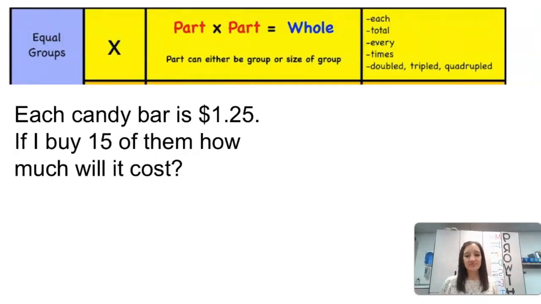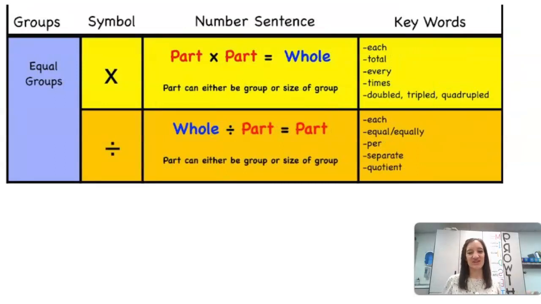Okay. So what about division? Well, like addition is the inverse of subtraction, multiplication is the inverse of division. So instead of finding the part, instead of finding that our total amount of all the candy bars was $18, in division problems, you are actually given that total and asked to divide it up over and over, like we're giving it away. Each is another keyword for division, as well as equally or equal.